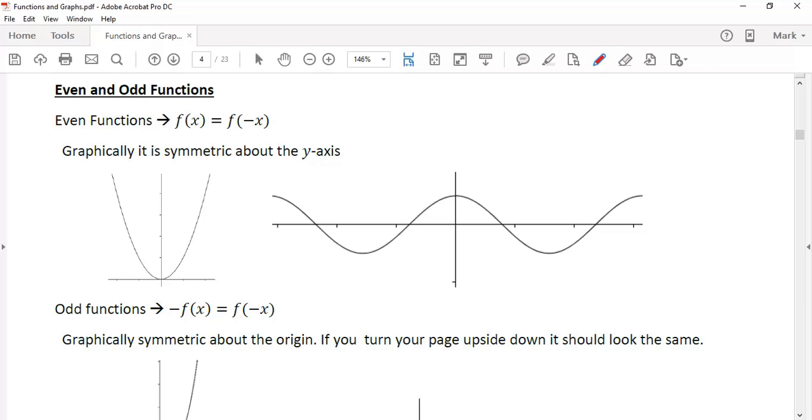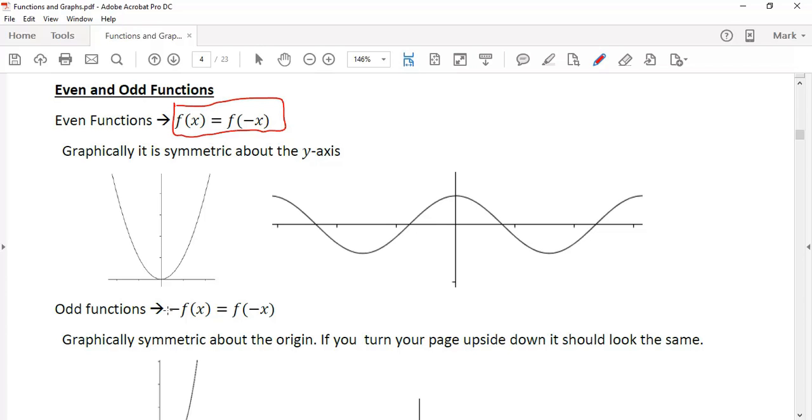Alright, so to finish off this first video, we're going to look at even and odd functions. An even function follows the rule f(x) equals f(-x). This is really important. Graphically it's symmetrical about the y-axis, so the y-axis will split it in half.